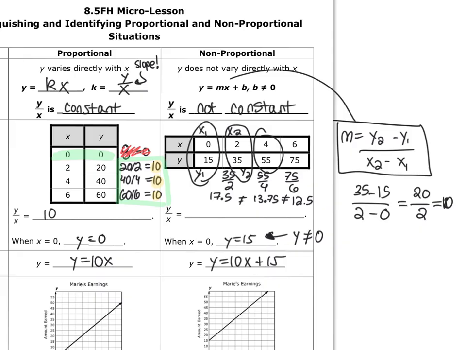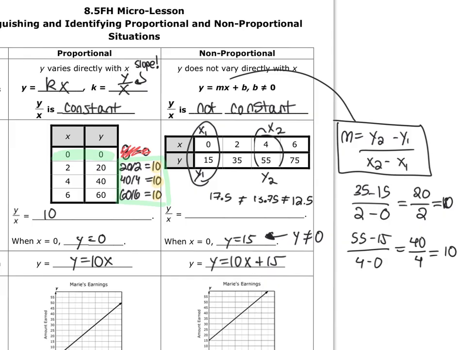Like, I could have done this one. So this could have been one of the x's I looked at. Let's try that out. Let's say that I wanted the first column to be my first point, but I chose the third column to be my second point. So let me label this x2 and y2. So then I would have 55 minus 15 over 4 minus 0. Well, 55 minus 15 is 40, and 4 minus 0 is 4, and look at that, 40 divided by 4 is 10. You think it would still work if I had picked the very last column?